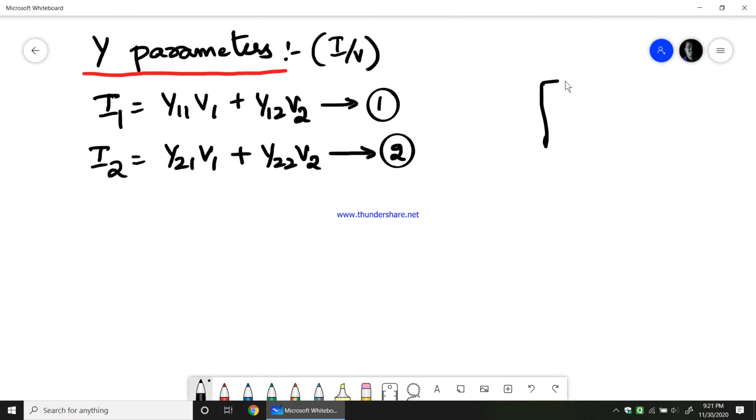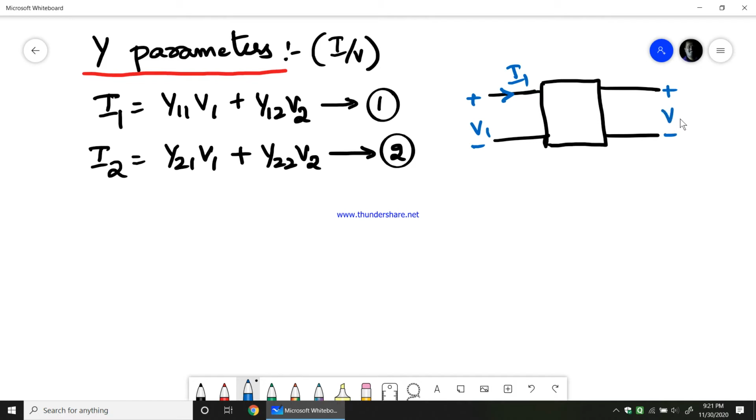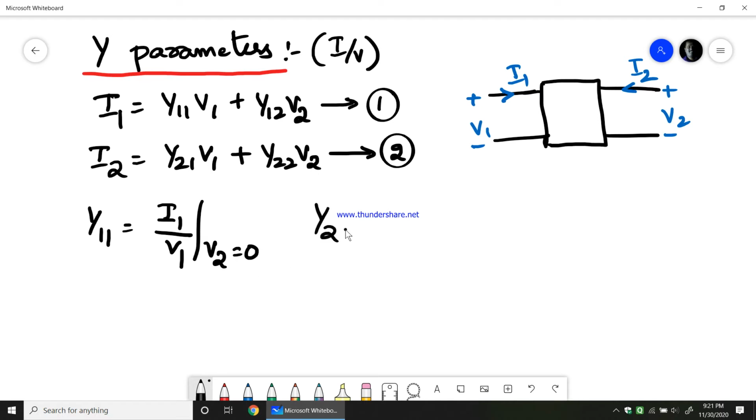So we have a two-port network like this, where this is the input port and this is the output port. This is the current I1, this is voltage V1, this is voltage V2 and this is I2. Now what is Y11? Y11 would be equal to I1 by V1 when V2 equals 0. Similarly, when V2 equals 0 in the second equation, I get Y21 equal to I2 by V1 when V2 equals 0.